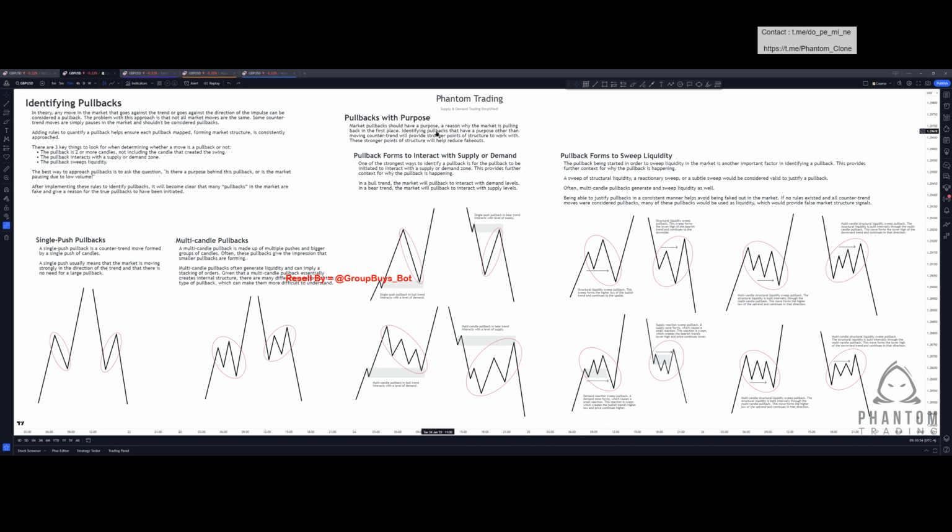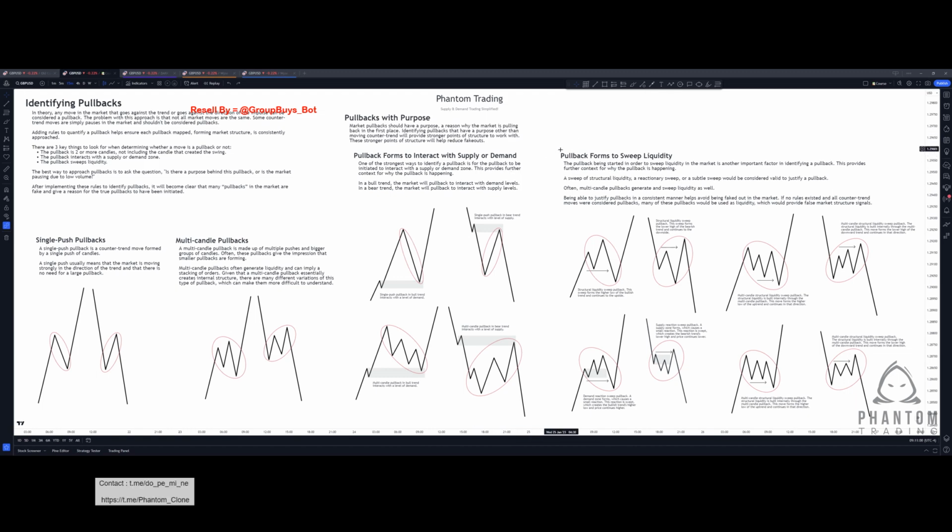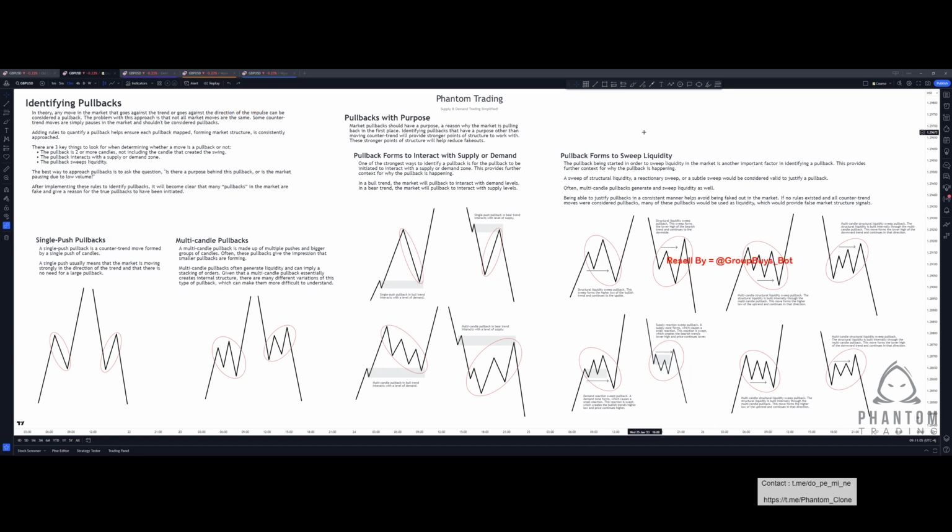Now that we've discussed pullbacks with a purpose, where we form a pullback to interact with supply and demand, it's important to discuss pullbacks forming to sweep liquidity. Of course, we haven't discussed supply and demand or liquidity concepts in depth just yet, so a lot of this might seem a little bit confusing, and you might need to revisit this lesson to really ingrain what's being communicated here, but it's good to set the tone as we continue with the market structure content. So we will discuss supply and demand and liquidity in depth in future lessons, but it's good to bring these points into fruition now and build upon it.